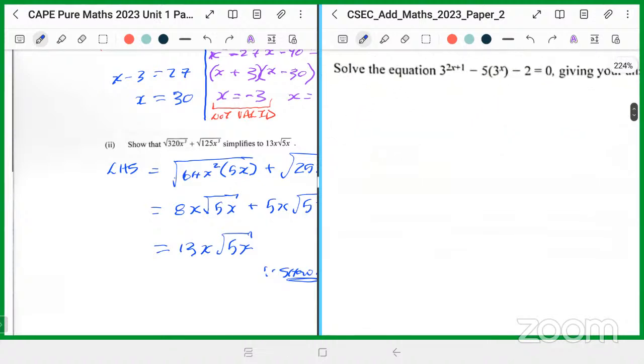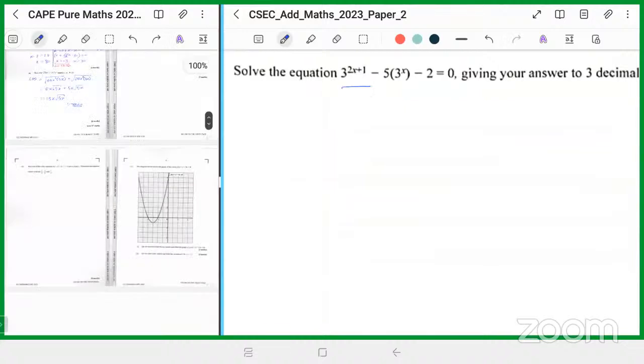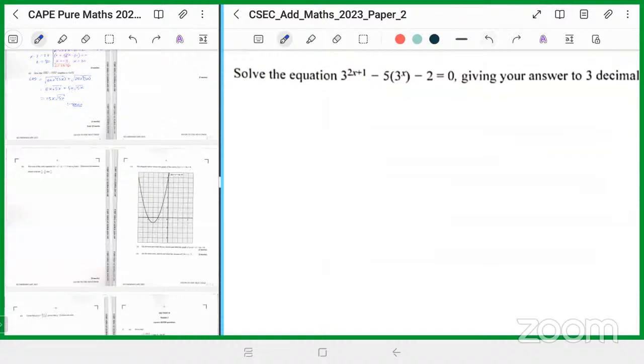All right, so that's how this guy is a quadratic equation. If we use the laws of indices, we're going to split this up first. This initially becomes 3 to the 2x times 3 to the 1. We'll do it this way, and the power is 2x plus 1. Minus, this stays as it is, 5 into 5 to the 3x minus 2 equals 0.